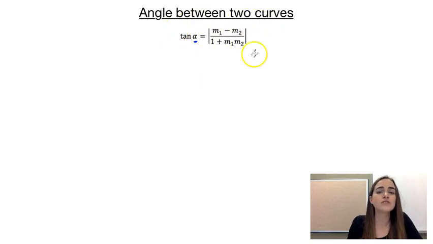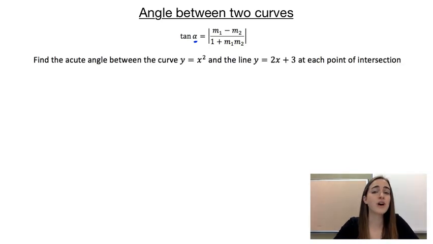So we're still going to use this method when we're talking about curves, but because a curve's gradient changes the whole way along, there's going to be an extra step in there. So let's have a look at an example. Our example asks us to find the size of the acute angle between the curve y equals x squared and the line y equals 2x plus 3 at both points of intersection.